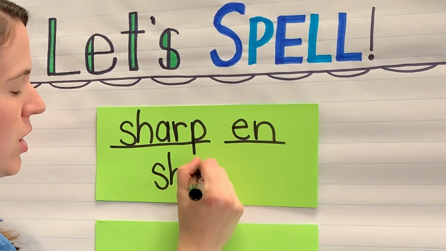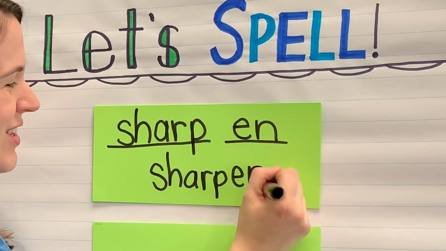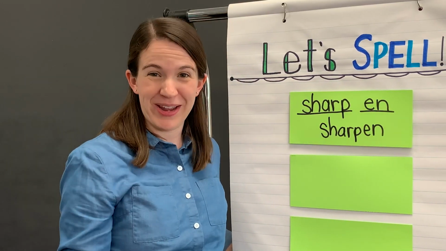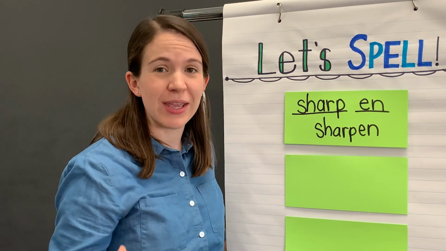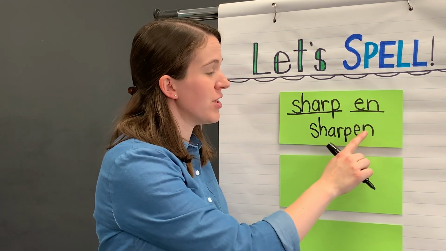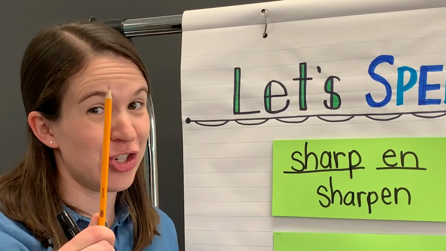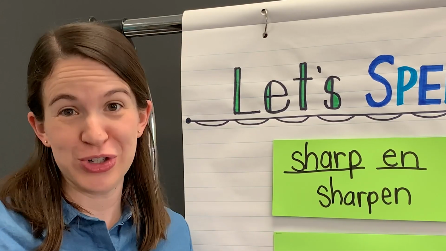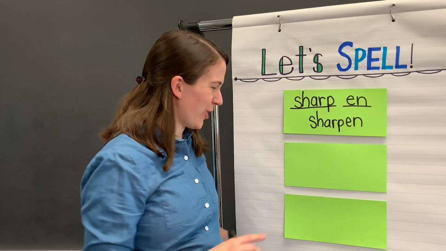Sharp, in. Here is the word sharpen. That suffix en means to cause to be or to have. So this word means to cause something to be sharp. Did you have to sharpen a pencil to write the word sharpen with me? Maybe you did. Let's try another word.